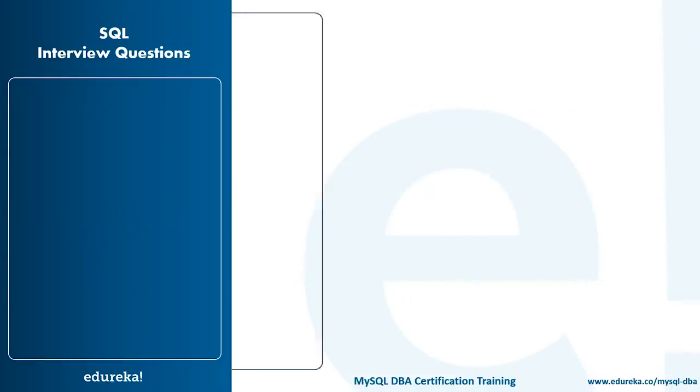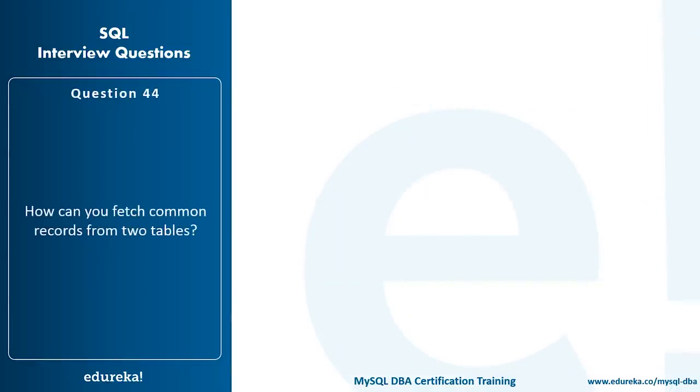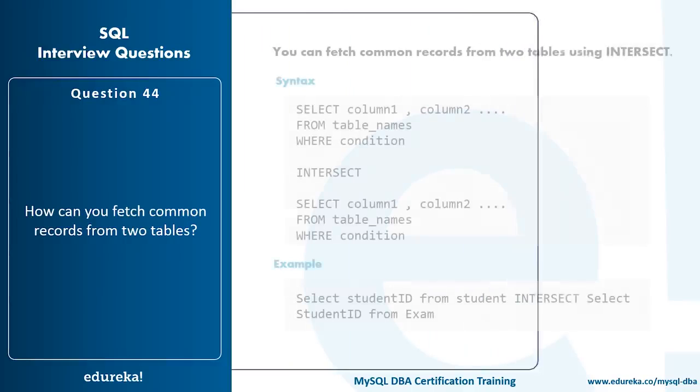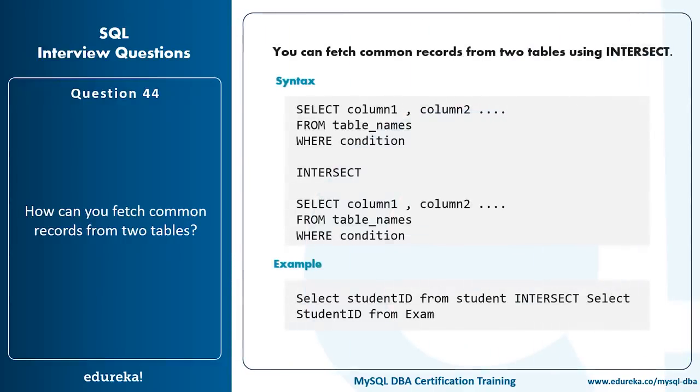Now let's move forward to our next question, that is, how can you fetch common records from two tables? Well, you can fetch common records from two tables by using the intersect statement. The syntax of the intersect statement is, as you can see on the screen, select column 1, column 2 and so many columns from the table name where condition, you mention the condition over here, then you mention the keyword intersect and then again mention another table name. Again you mention select the columns from a specific table where the condition matches. So that's how you use the intersect command.